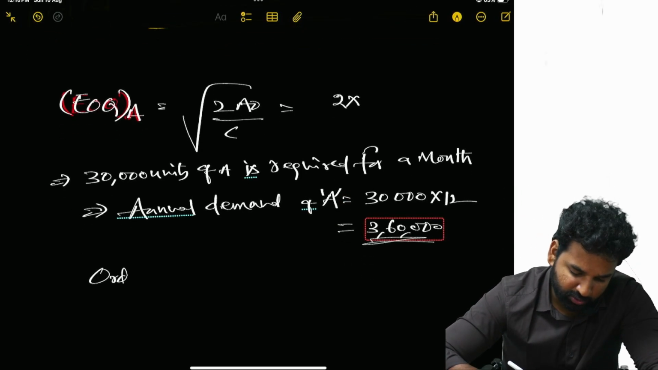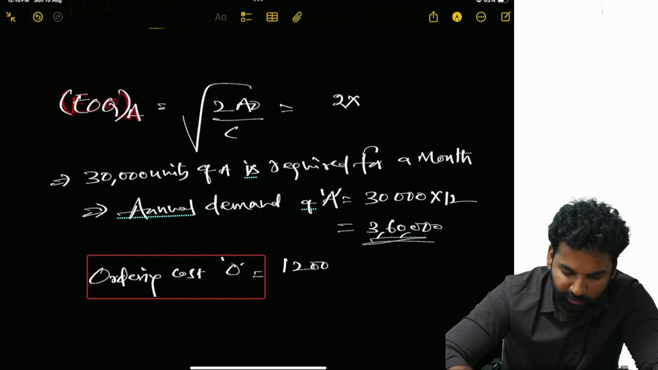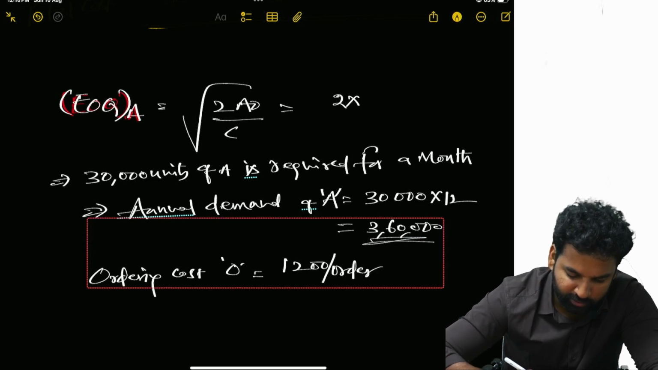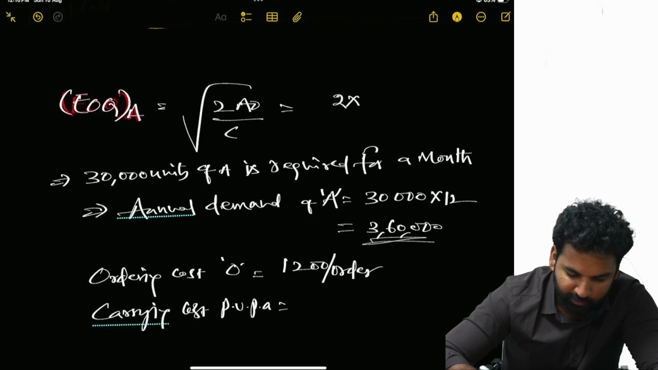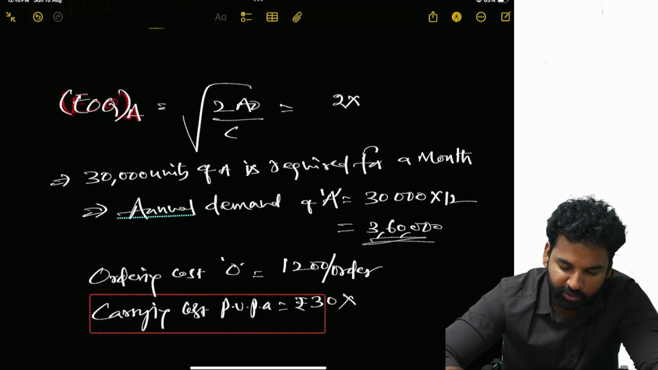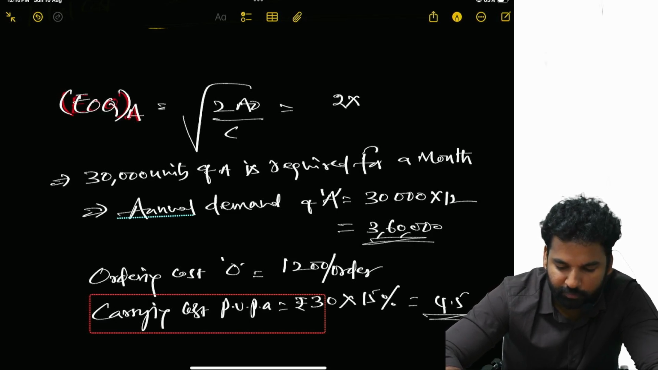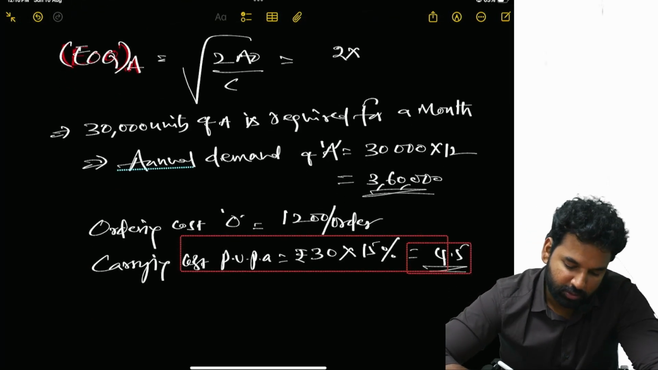Next, ordering cost is equal to O, which is 1200. 1200 per order. Next, carrying cost per unit per annum is equal to how much? Rupees 30 purchase price into 15%, which is 4.5. Is this okay? Right.